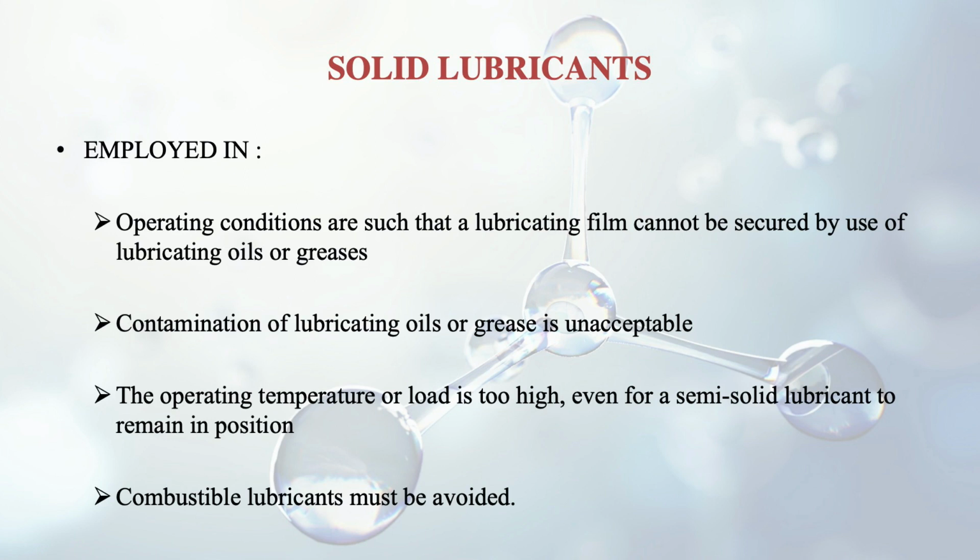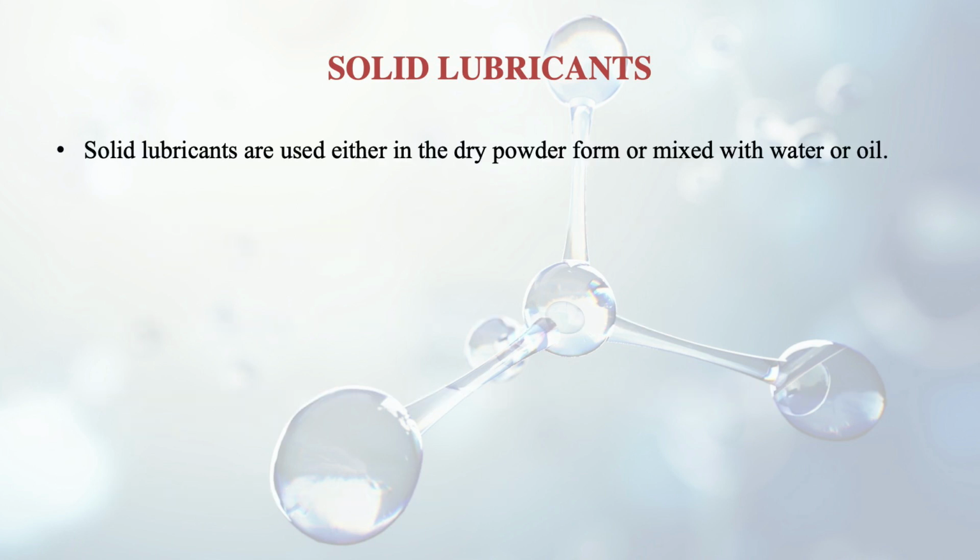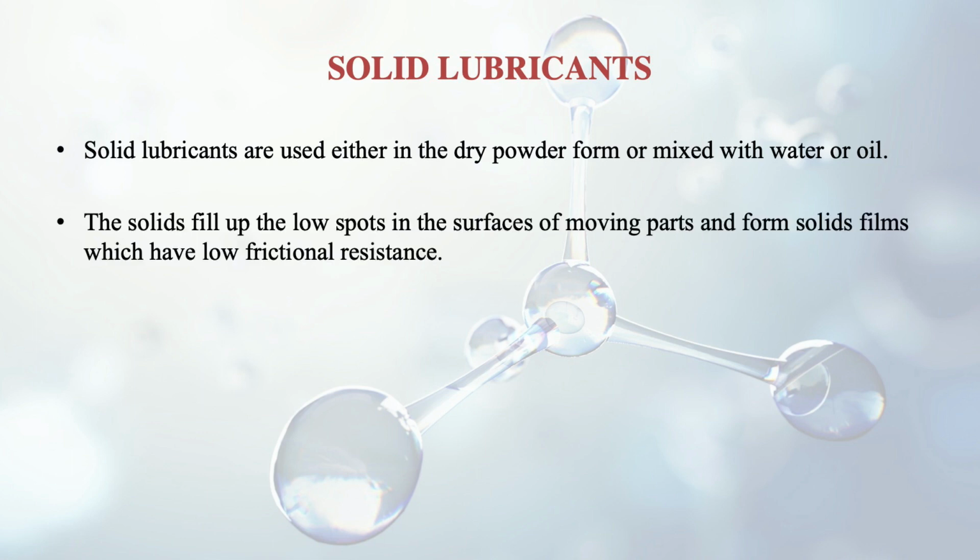And finally, combustible lubricants have to be avoided. Then we have to use this type of solid lubricant, because generally liquid type and semi-solid are more prone to catching fire. Solid lubricants are used either in the dry powder form or mixed with water or oil. So they can be used in both ways. Solids fill up the low spots in the surfaces of the moving parts. Like we have discussed earlier, there are valleys or low spots, so these will fill that portion, and thus they will form solid films which have low frictional resistance.